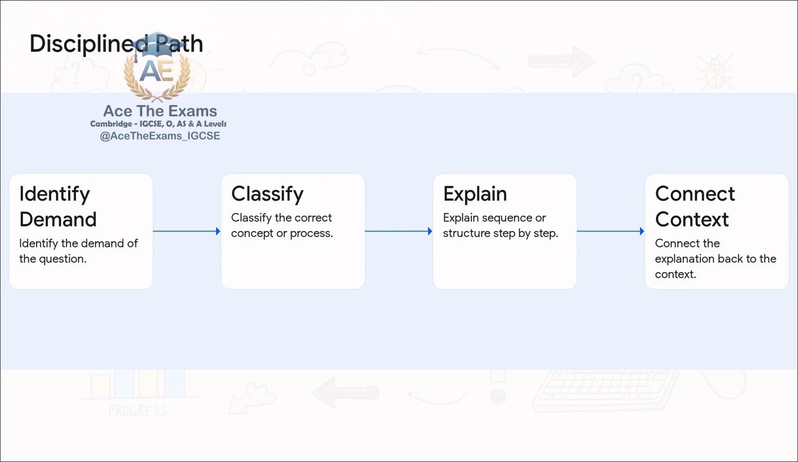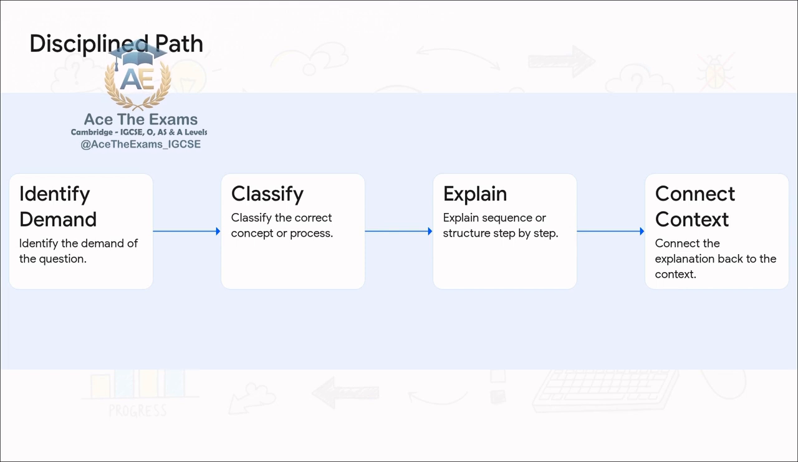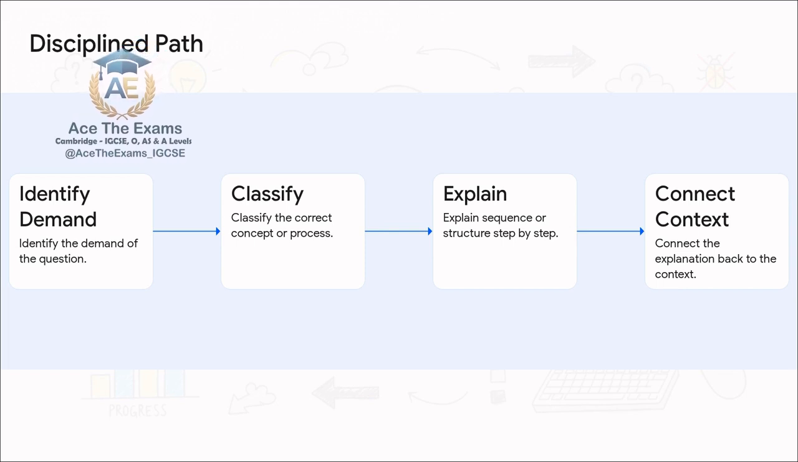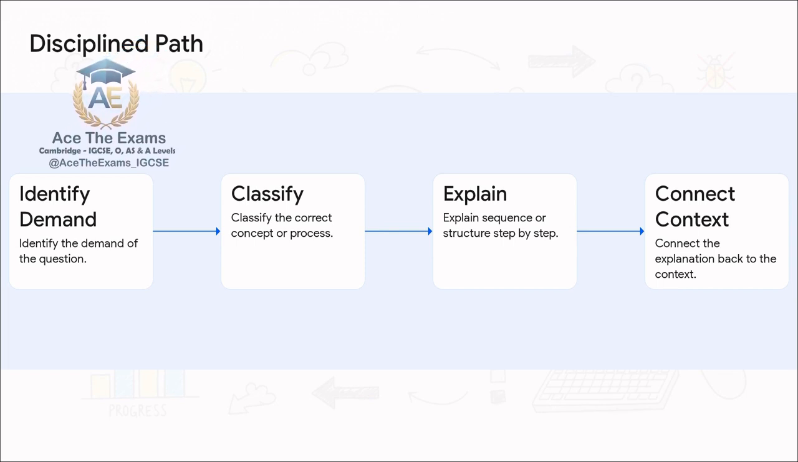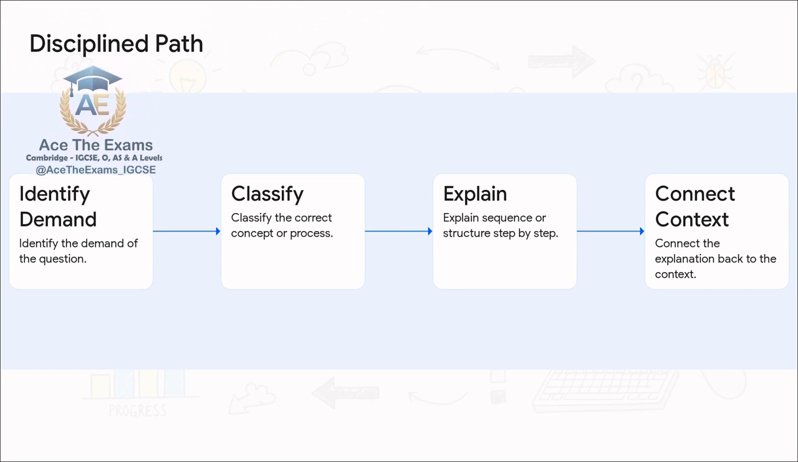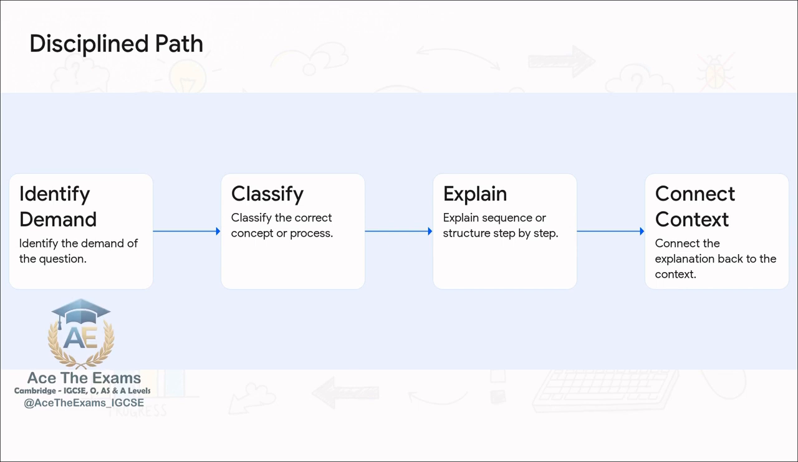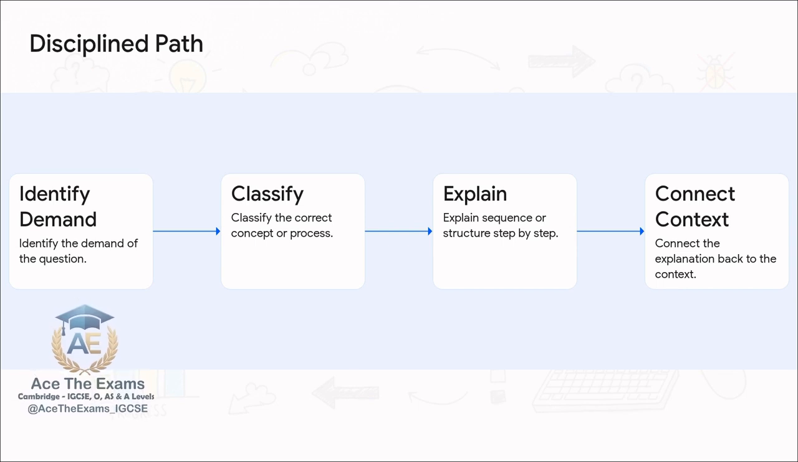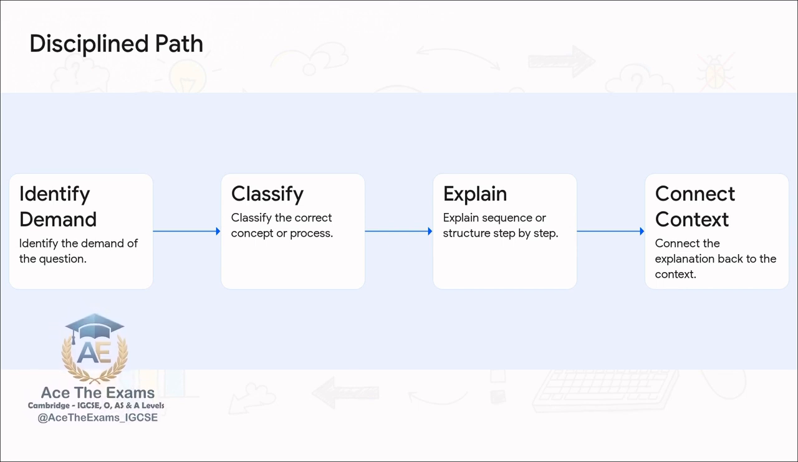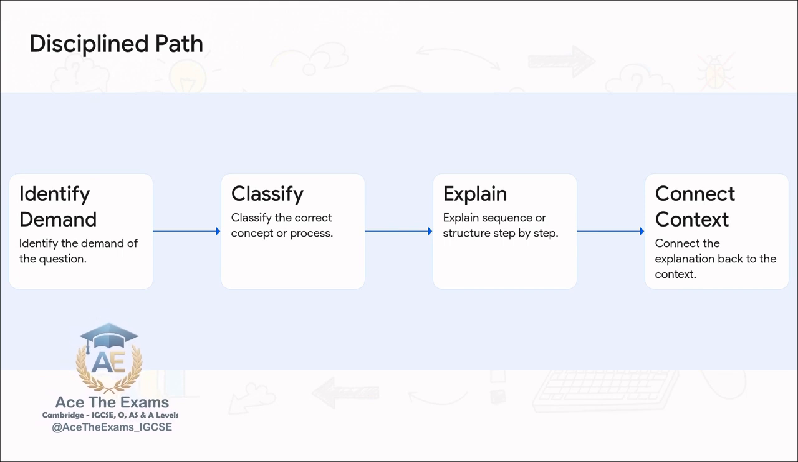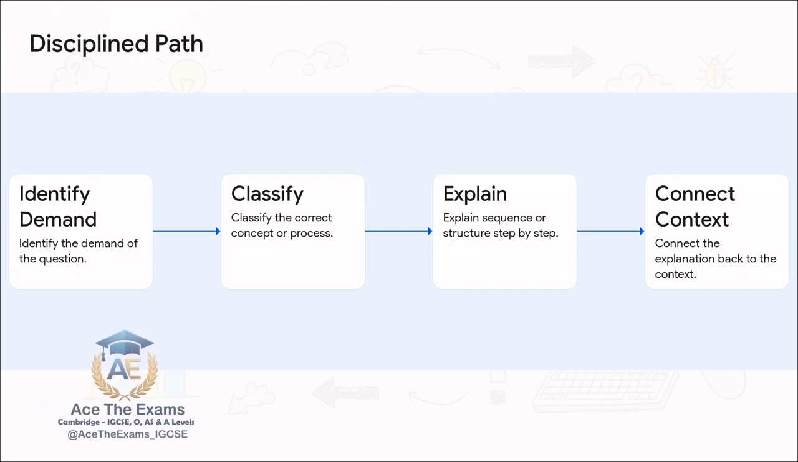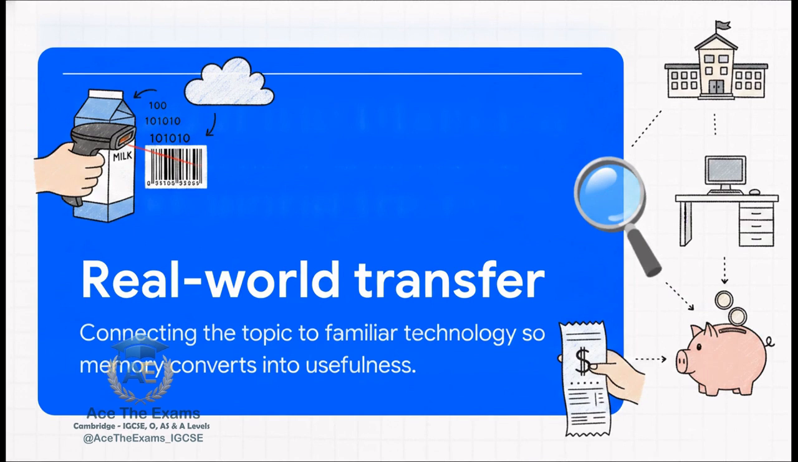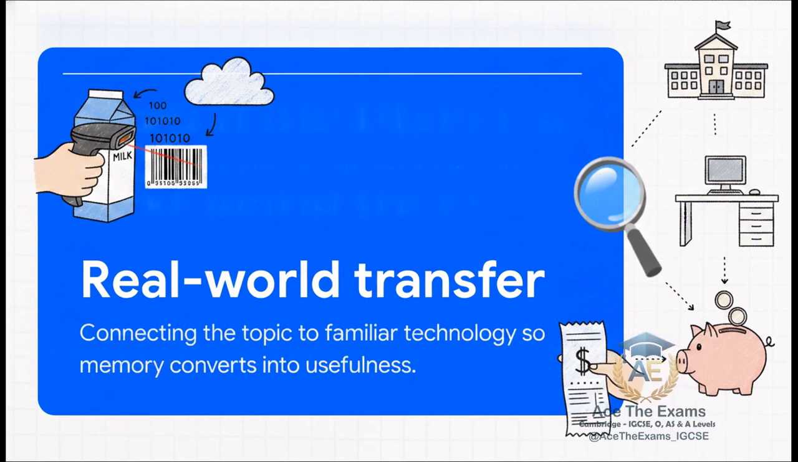Let's do another quick mental rewrite. Imagine a question about a factory sensor. Instead of doing a data dump about binary conversion, you identify the demand, say it's explain. You classify the concept: analog to digital conversion. You explain the sequence. The sensor reads analog data, the ADC converts it to binary, and the microprocessor evaluates that against a preset denary value. Finally, you connect it to context: the factory temperature controlling the cooling system. Boom, perfect score.